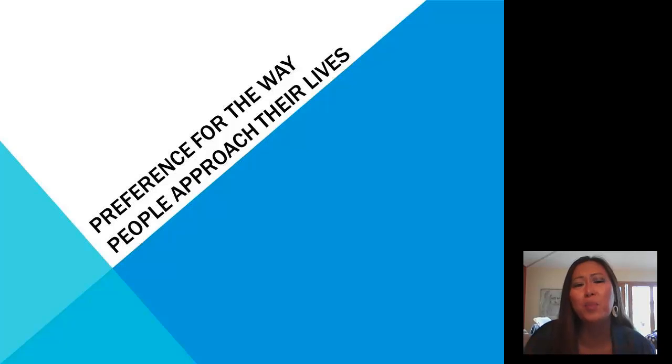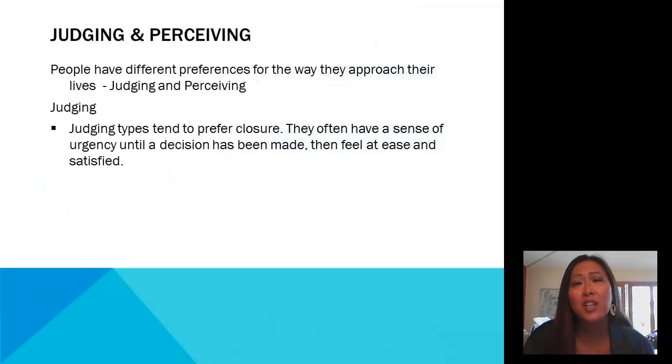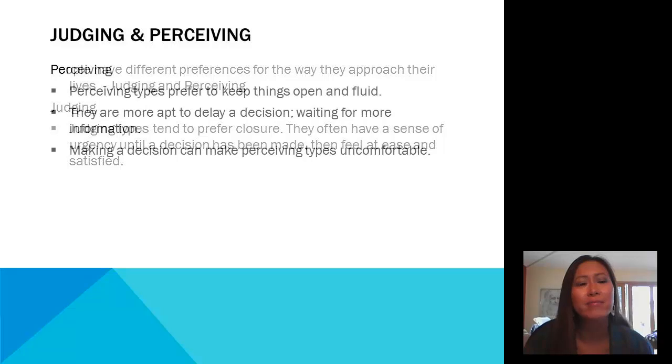Lastly, people have different preferences for the way they approach their lives. This includes judging and perceiving. Judging does not mean that one is judgmental. Okay, so judging types tend to prefer closure. They often have a sense of urgency until a decision has been made, and they feel at ease and satisfied.